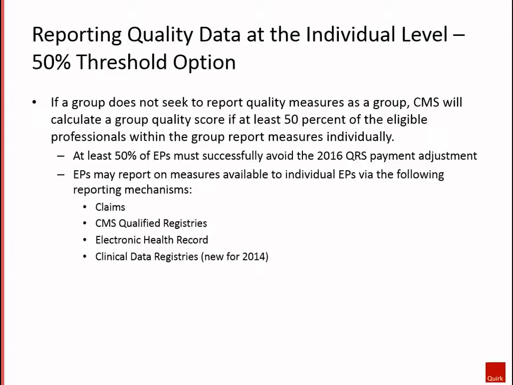So if a group does not seek to report quality measures as a group, CMS will calculate a group quality score if at least 50% of the eligible professionals within the group report measures individually. So at least 50% of the eligible professionals must successfully avoid the 2016 PQRS payment adjustment. Eligible professionals may report on measures available to individual EPs via the following reporting mechanisms: claims, CMS certified registries, electronic health record, or clinical data registries. Providers or eligible professionals that are looking to simply avoid a PQRS penalty can simply report on 3 measures at 50% successfully, and this will help them avoid the PQRS penalty.